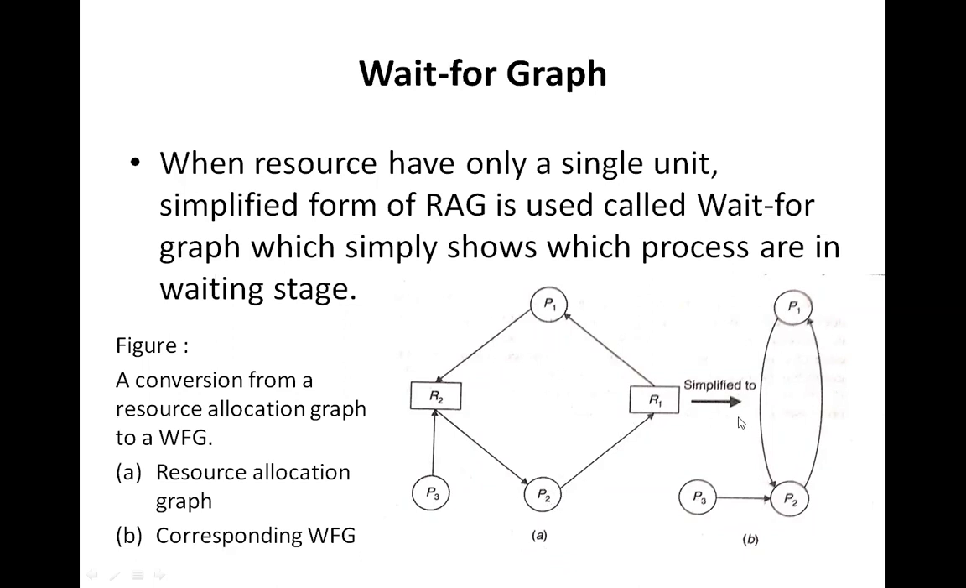So this kind of graph, which is converted from the resource allocation graph to the simplified graph, is called the wait-for graph. And this conversion is done only for that particular system which has resources, and those resources are having single units. So this WFG, that is the wait-for graph, will be representing whether there is a deadlock or not.